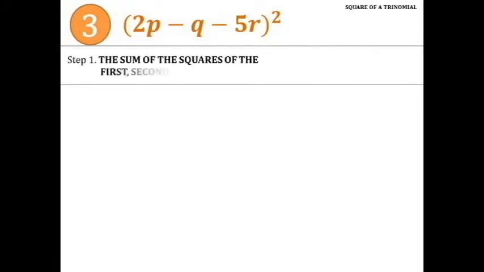Now let's proceed to our third example: 2p minus q minus 5r, squared. For the third example, first we get the sum of the squares of the first, second, and the last terms, which are 2p, negative q, and negative 5r respectively. So we obtain 4p squared plus q squared plus 25r squared.